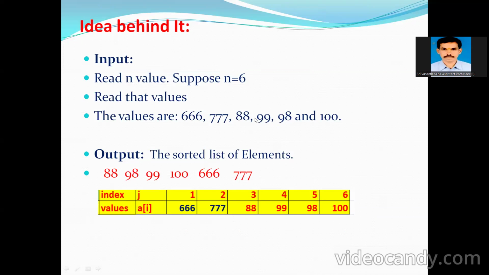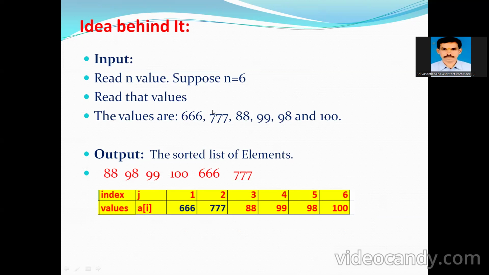So at the end of this program, I need to get an ascending order list. Ascending order list, Arohana kramam, small to big elements. So 88, 98, 99, 100, 666, 777. So I need this required output.